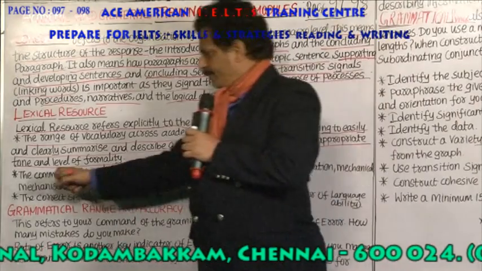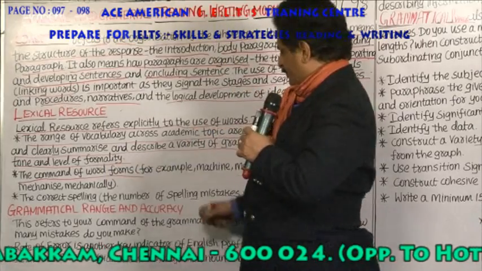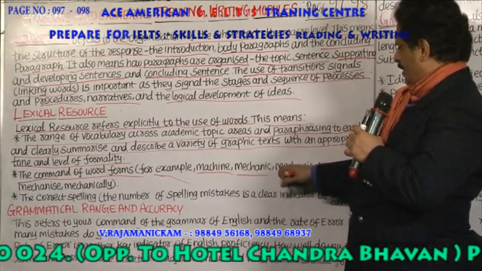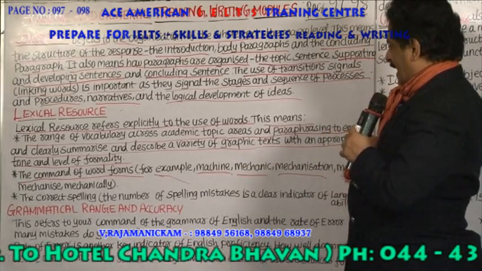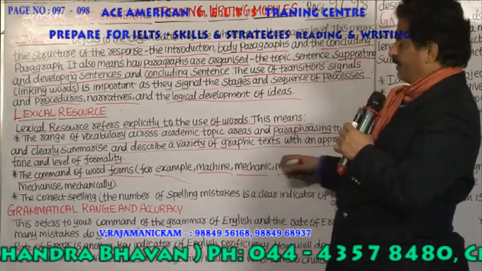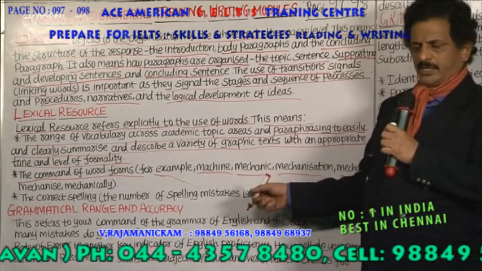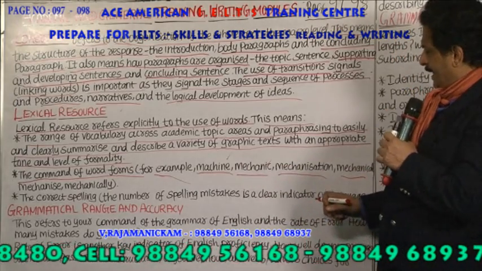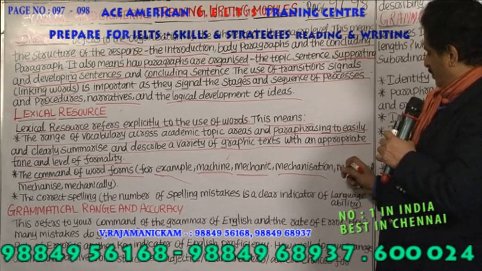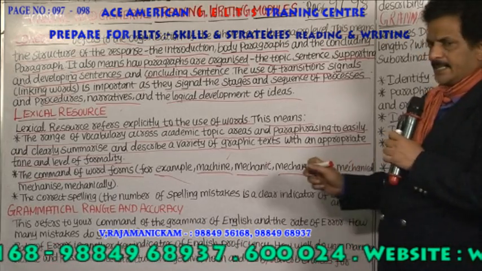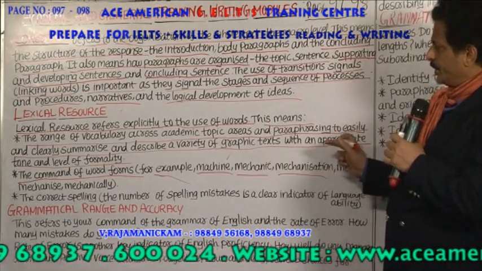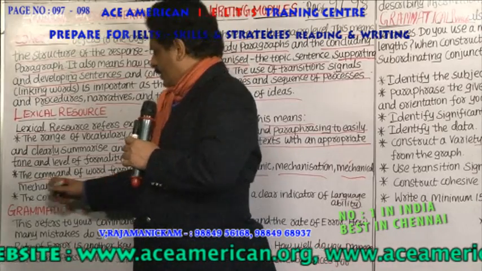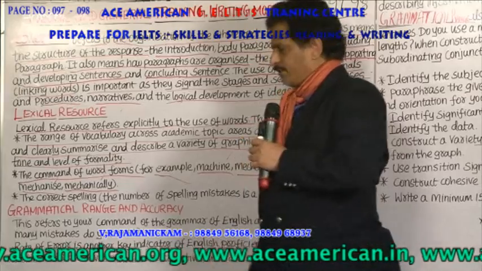So next, the command of word forms. What you have to know is command of word forms. For example, the difference between machine, mechanic, mechanization, mechanical. You have to understand the usage of different word forms, whether it is a noun or verb or adverb or adjective. Machine is a noun, mechanic is a noun, mechanization is a noun, mechanical is an adjective. Mechanize is a verb, mechanically is an adverb. So you have to know the usage of the correct word forms.